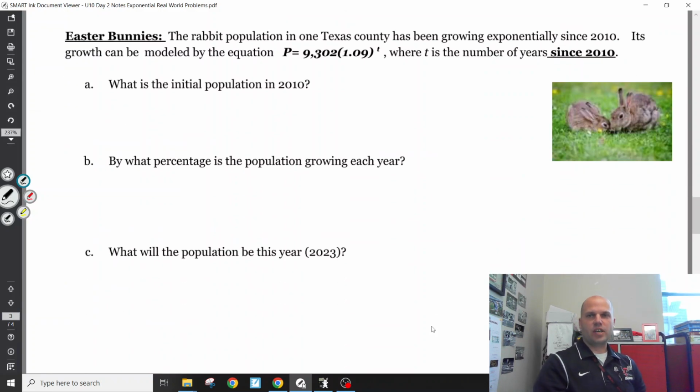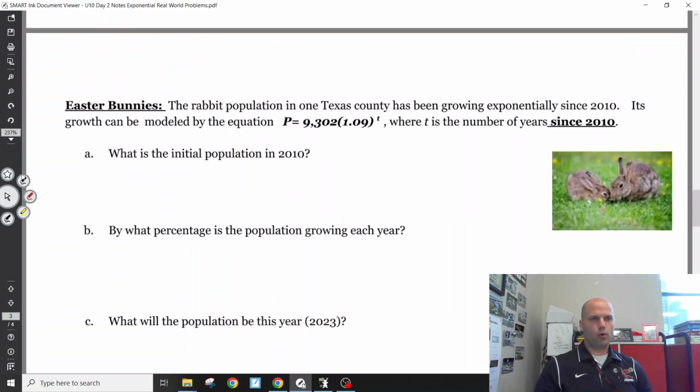Okay, hopefully we understand everything. Probably for your homework, as well as for the project, you're not going to be given the equation. You're going to be given the values. Like you're going to be told the rabbit population is 9,302 bunnies, rabbits.